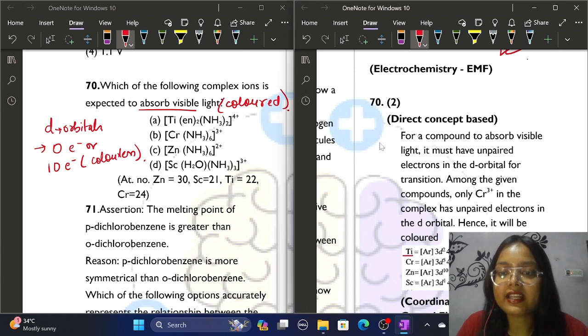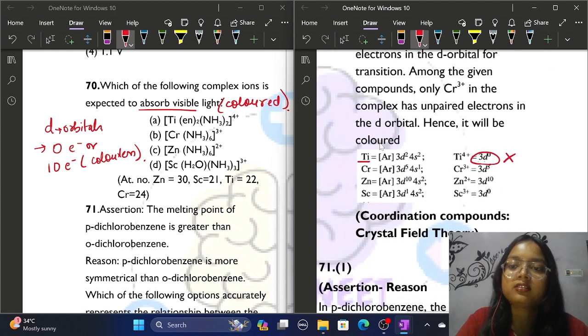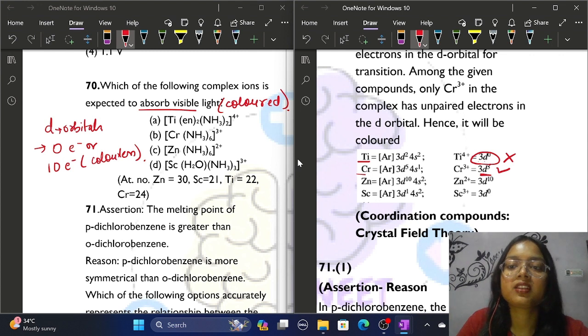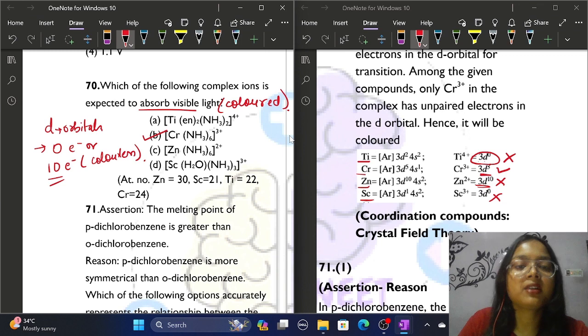So let's see. For titanium, Ti4+ will have 3d0, so it will not show color. It will be colorless in nature. For chromium, Cr3+ will have 3d3, so it will be colored. For zinc, the 3d orbital is fully filled, so Zn2+ is colorless, and scandium is 3d0, so it is also colorless. So the correct option will be chromium. The chromium compound will be colored. So this is the correct answer.